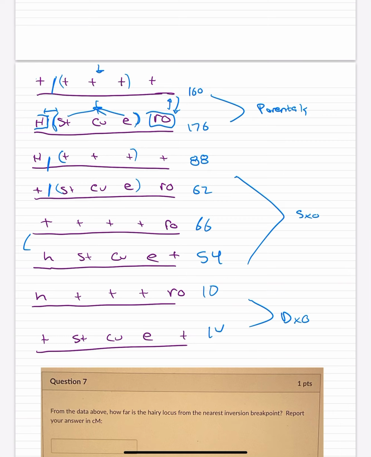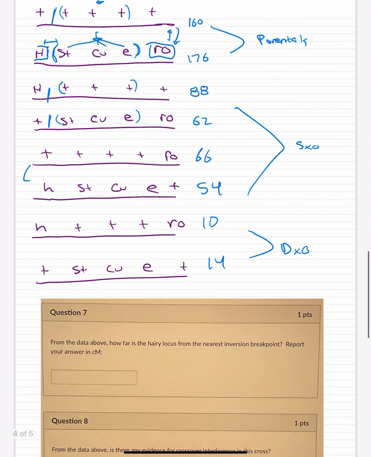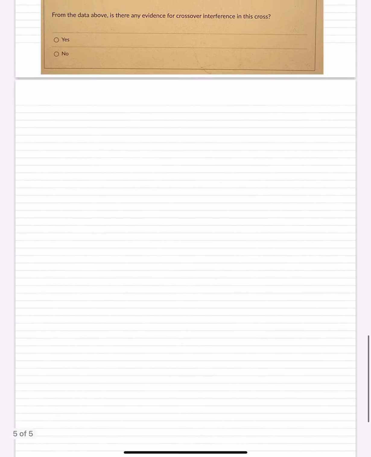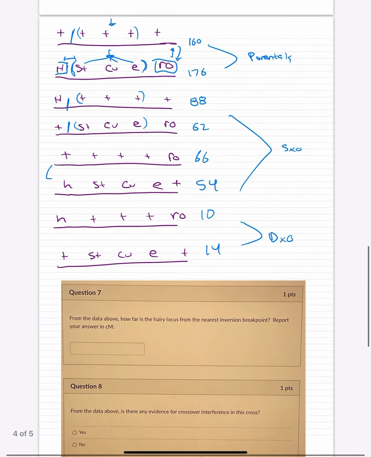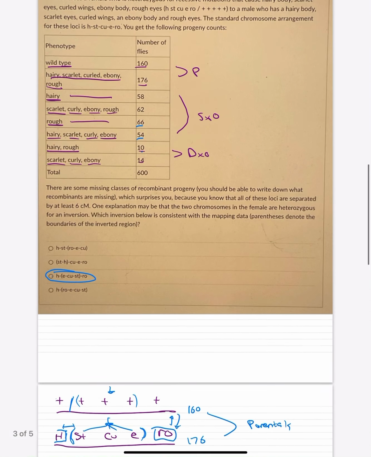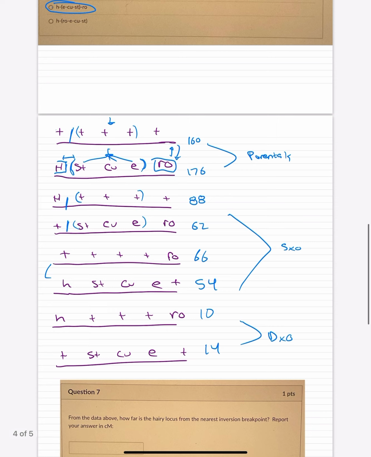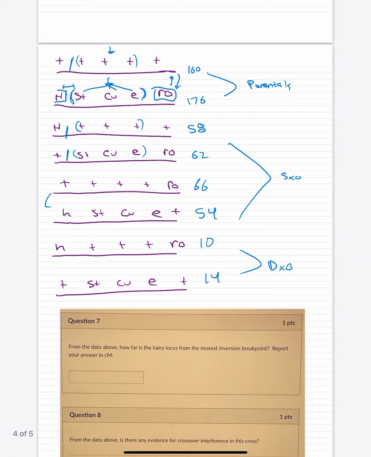So let's calculate the recombination frequency between H and the inverted region. All right, so that would equal the progeny for, wait, is this 8? This is 58, not 88. I hate this eraser. Of course. 58.